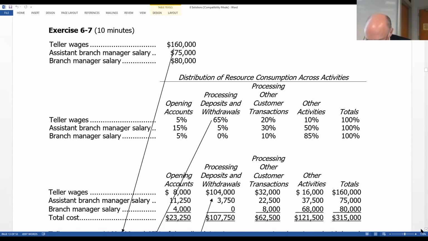The Westfield branch of Security Home Bank has submitted the following cost data for last year. So they have teller wages, assistant branch manager salary, branch manager salary, total of about $315,000.